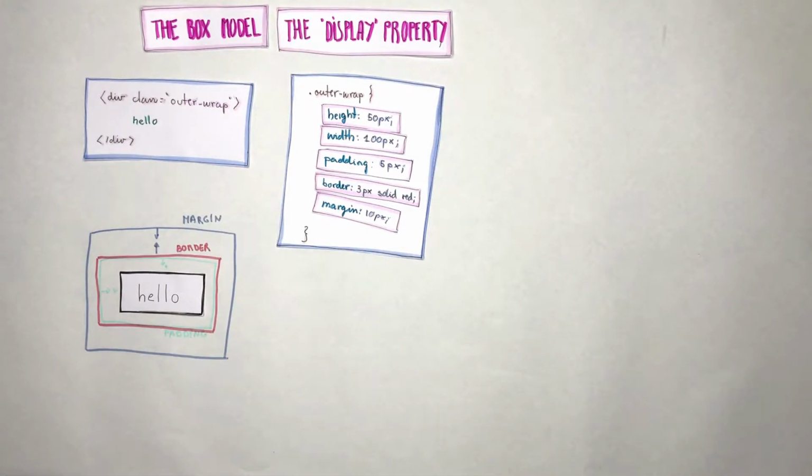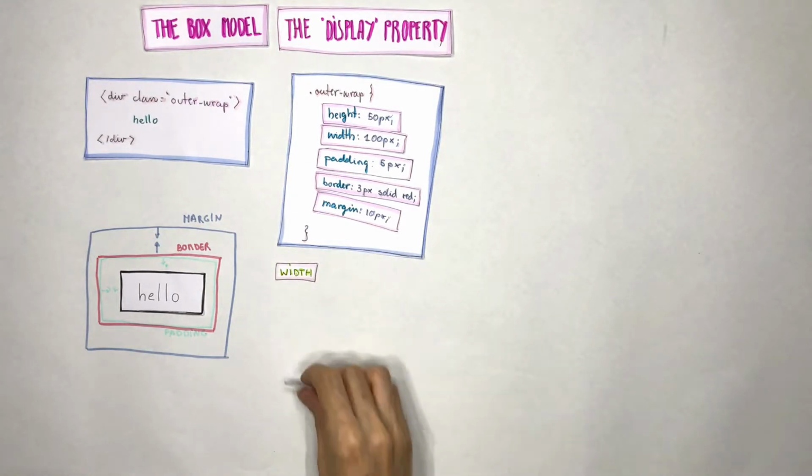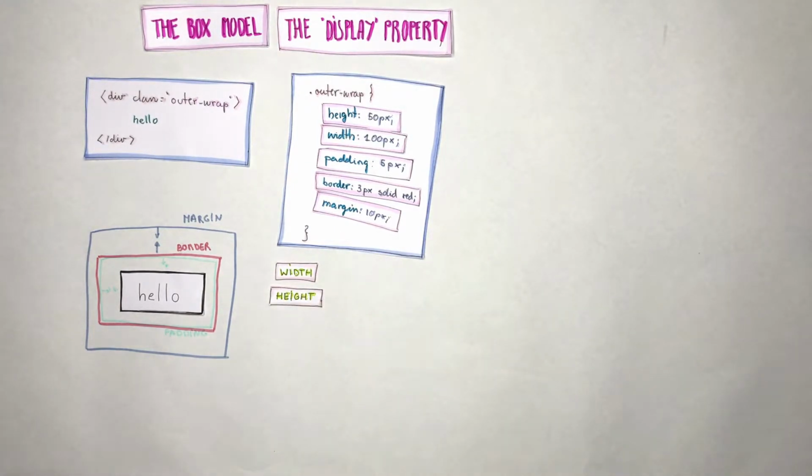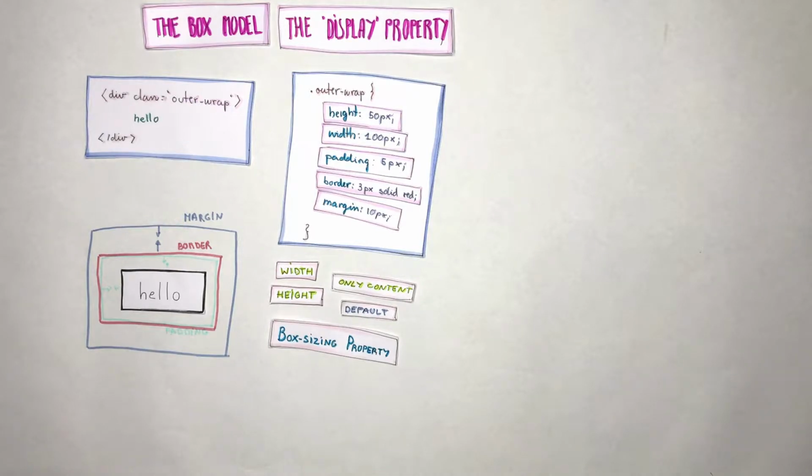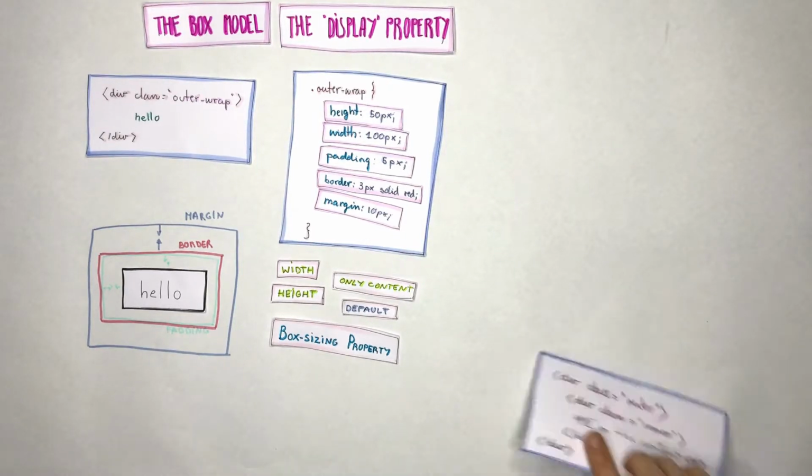on the sides. When we set the width and height of an element, what we are setting is the width and height of the content, only the content, not the whole box. It doesn't include the padding, the margin, or the border. This is the default behavior, but it can be changed using the box sizing property. You may be thinking, is that important? Yes, let me show you why.